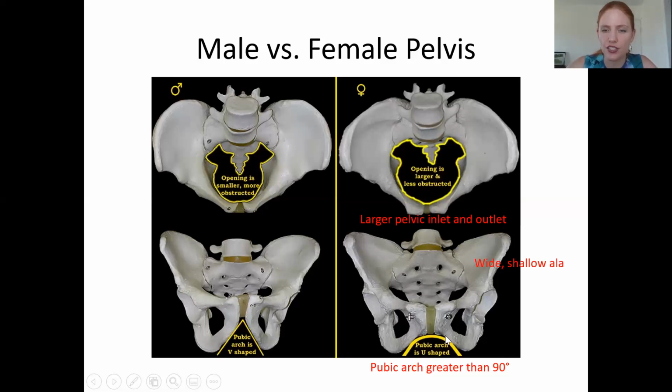And then the other thing that's different is, here's the pubic symphysis, the meeting of the pubis there. Underneath the pubic symphysis, you create a triangle shape there, right? That's called the pubic arch. So here is the pubic arch right here. For males, the pubic arch is pretty narrow and much more triangular. For females, because everything's spread out, it creates a much broader, more U-shaped pubic arch. So it's going to be greater than 90 degrees there.